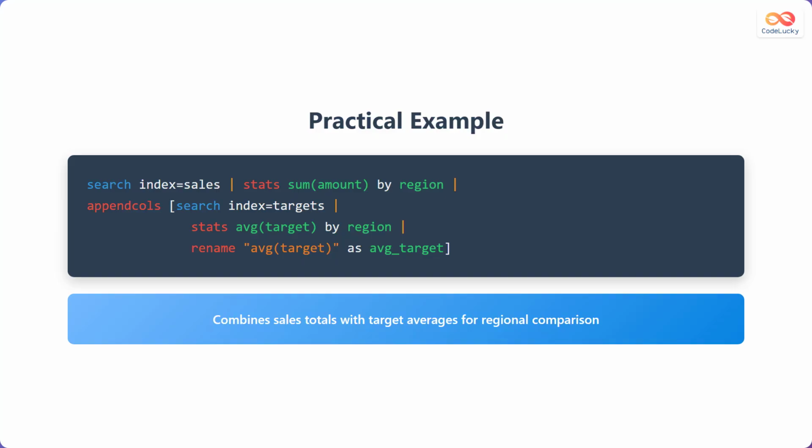Here's a more complex practical example. We start by searching the sales index and calculating the sum of amounts by region. Then we use appendcols to add data from a subsearch that looks at the targets index, calculates average targets by region, and renames the field to average target. This combination allows us to compare actual sales totals with target averages for each region, providing valuable business insights in a single result set.